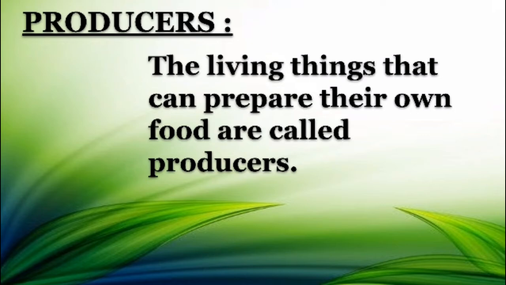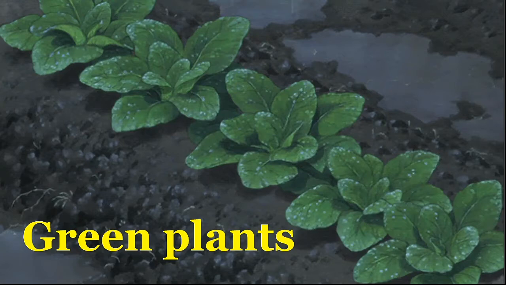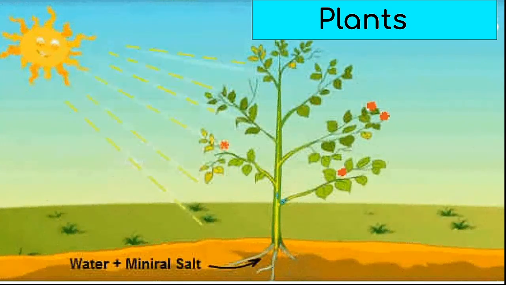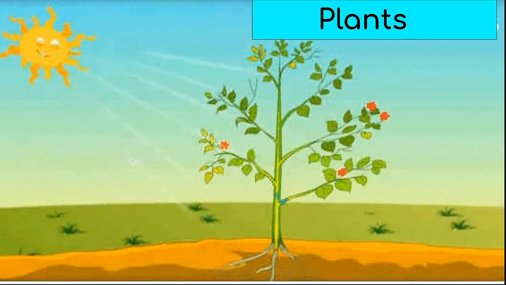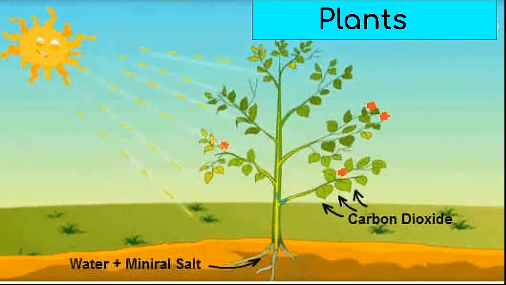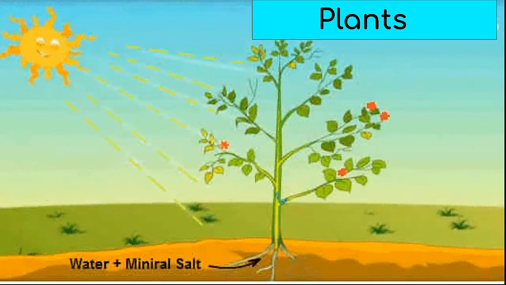The living things that can prepare their own food are called producers. For example, green plants. Green plants are the producers. They make their own food by the process of photosynthesis. Hence, they are called primary producers.